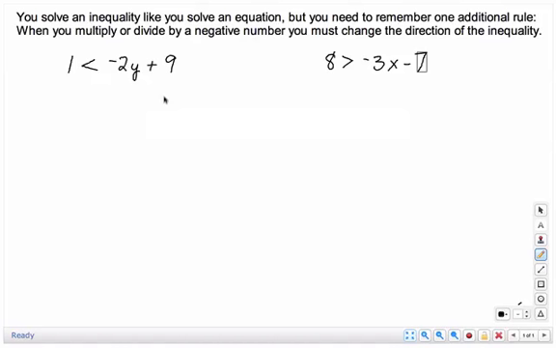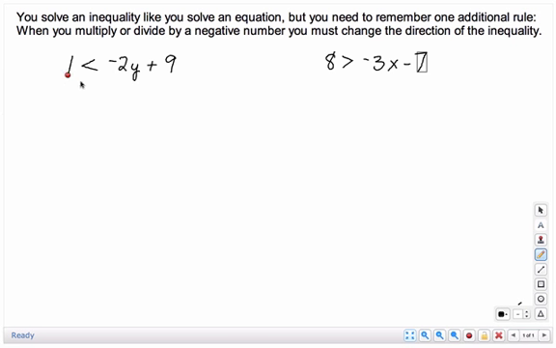This is an example for solving a linear inequality, problem type 3. When you're solving an inequality, you solve it like you would an equation, but you need to remember one additional rule. When you multiply or divide by a negative number, you must change the direction of your inequality. Okay?